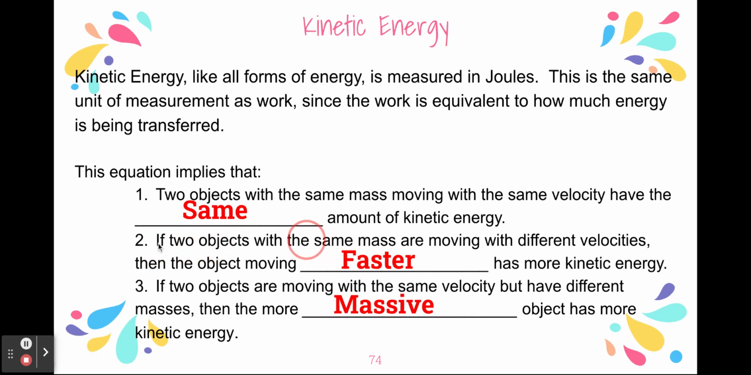If two objects with the same mass are moving with different velocities, the object moving faster has more kinetic energy. And if two objects are moving with the same velocity but have different masses, then the more massive object has more kinetic energy. You've seen all of this before. This is hopefully review to you.